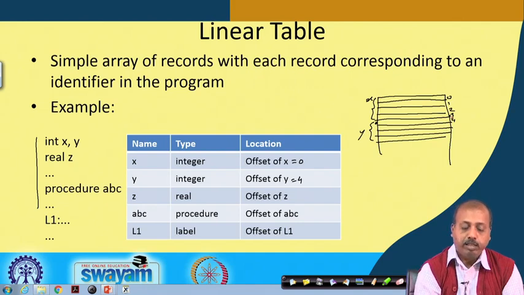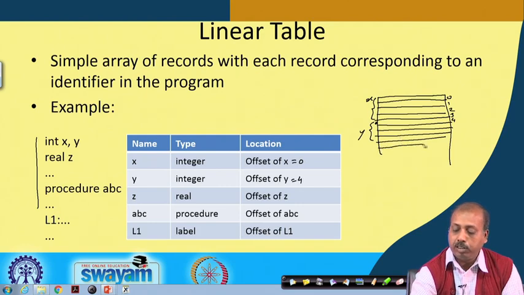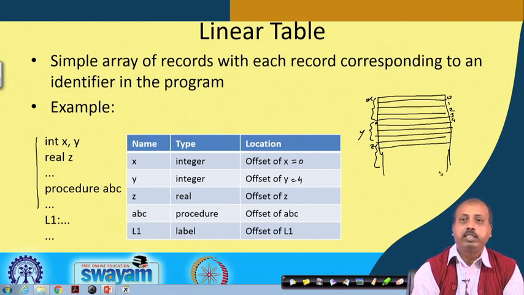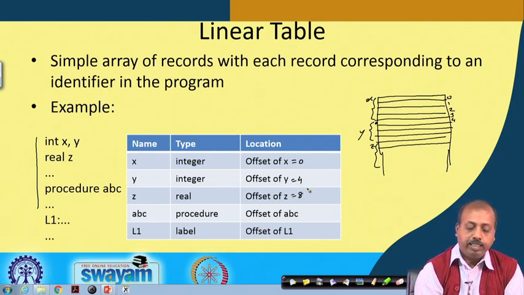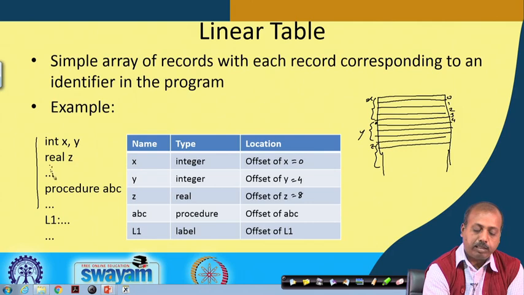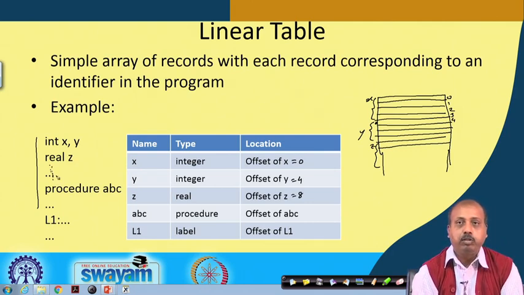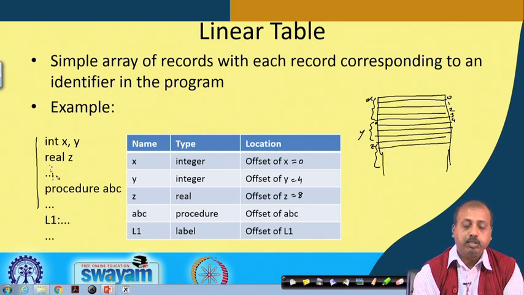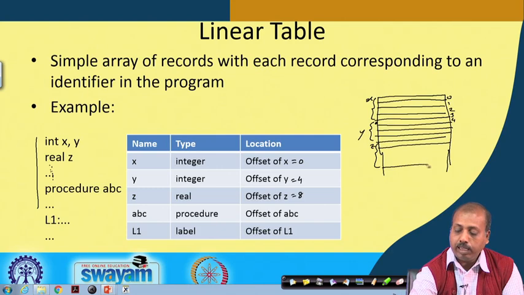After that comes the offset of z. The offset of z is 4 plus the size of y, and the size of y is 4. So z will start from this point and span the next 6 bytes, if we assume that real numbers require 6 bytes. So this offset is equal to 4, this offset is equal to 8, and then some statements come, as if we do not have any more definitions here. From this point onward the actual code for the program will start.